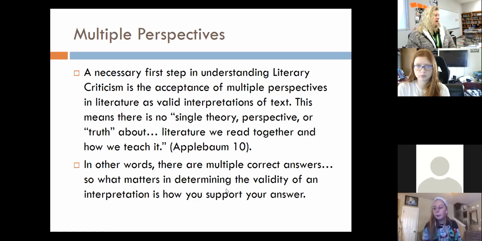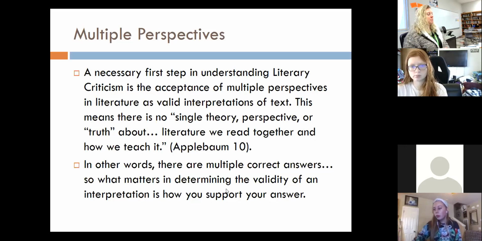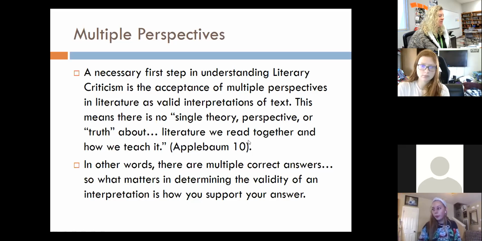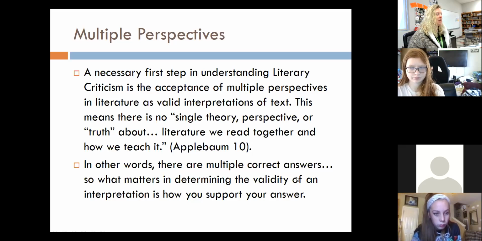All right. A necessary first step in understanding literary criticism is the acceptance of multiple perspectives in literature as a valid interpretation of text. This means there is no single theory, perspective, or truth about literature as we read together and how we teach it. In other words, there are multiple correct answers, so what matters in determining the validity of an interpretation is how you support your answers.